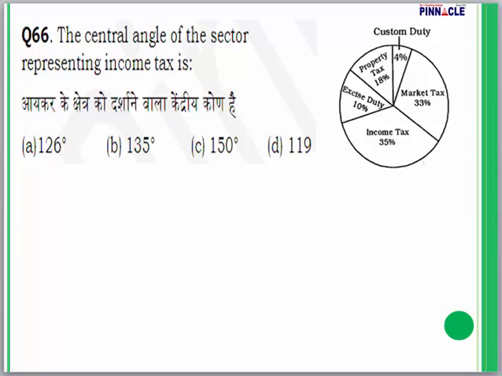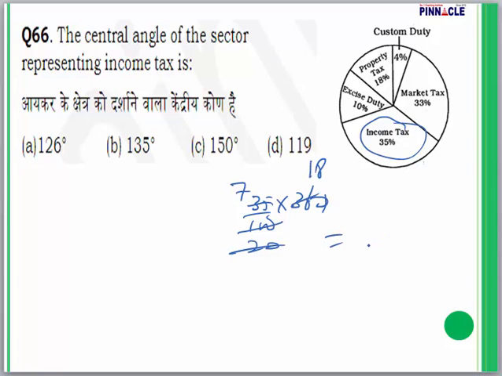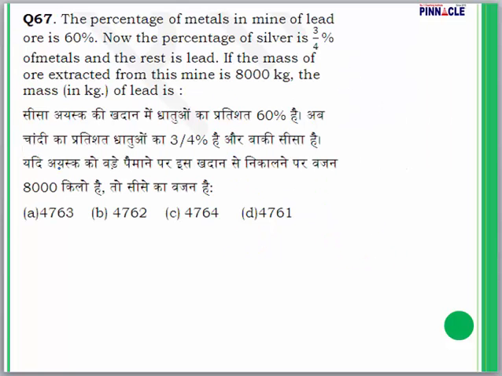Question number 66. The central angle of the sector representing income tax is, this is income tax and this is 35%. You can say 35 out of 100, then from 360, because this is total 360, then we have to find. 126 is that angle that is represented by income tax.